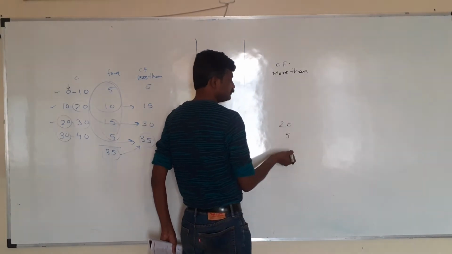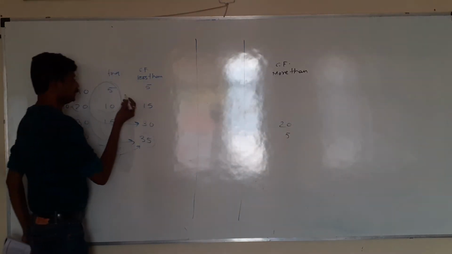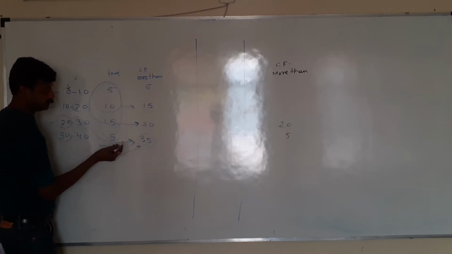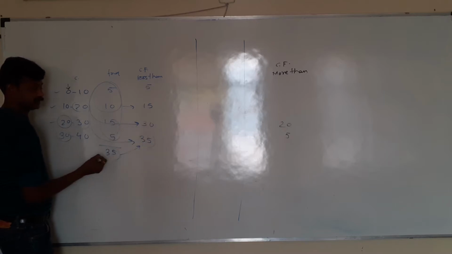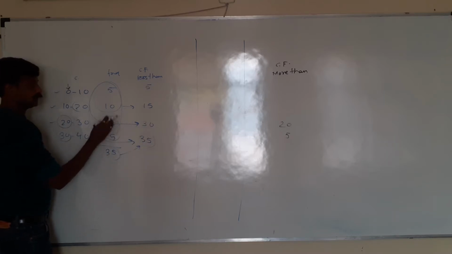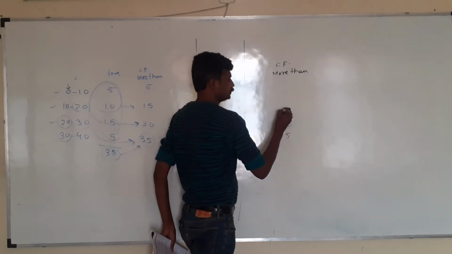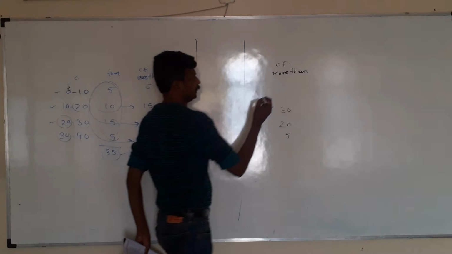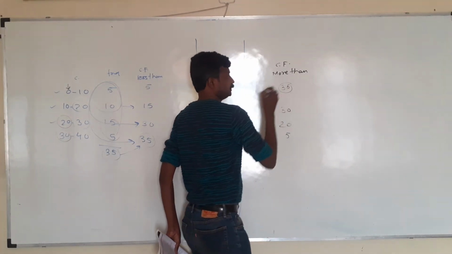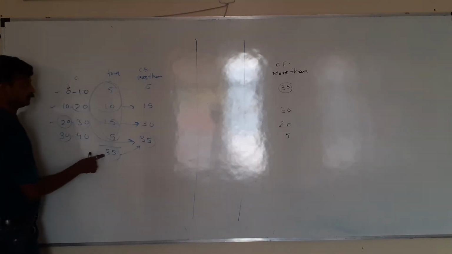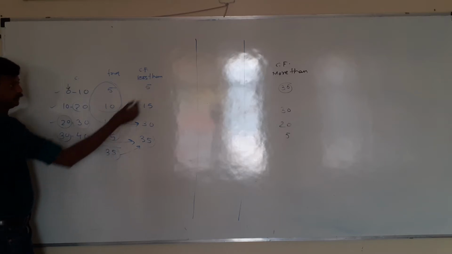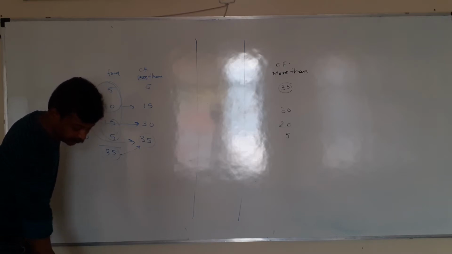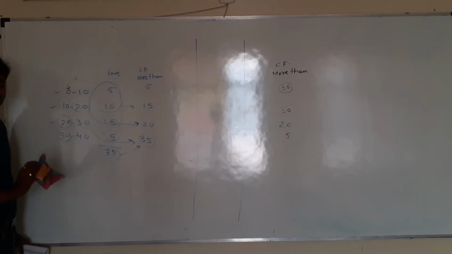So here addition will be from bottom to top. In less than type we added top to bottom, and in more than type it will be bottom to top. So 5 plus 15 is 20. For the next class this total is 20, 20 plus 10 it will be 30. For the next class 30 plus 5, 35. And the total of the frequency column will always be the same. So this is just cross checking. This is nothing but the cumulative frequency less than type and more than type.